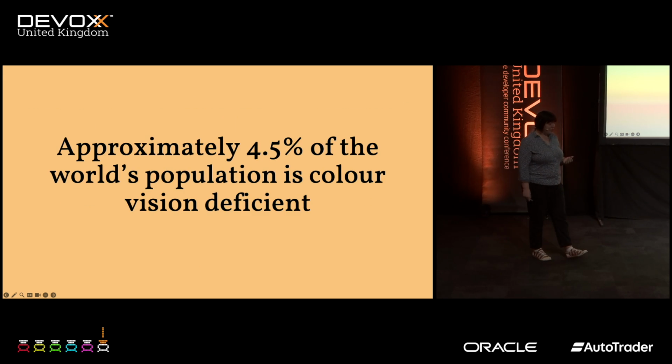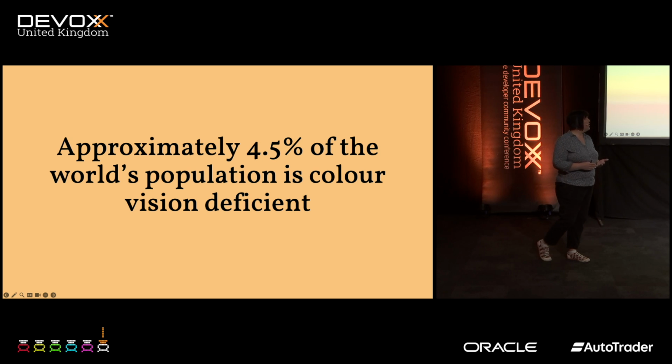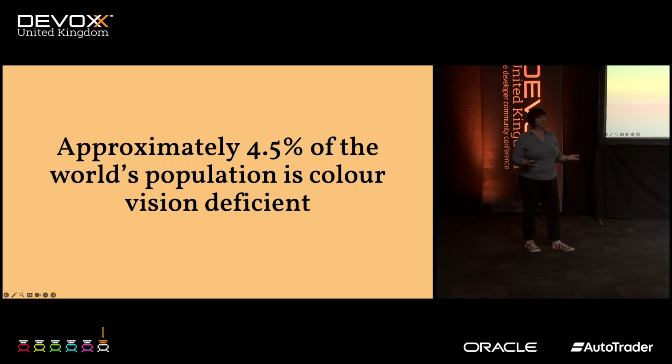So, approximately 4.5% of the world's population is colourblind. And you might think, oh, okay, that's not that many people. I don't need to worry about this too much. But that's kind of what accessibility is about. We don't think, oh, there's not that many people in wheelchairs, so we won't bother with ramps, do we?